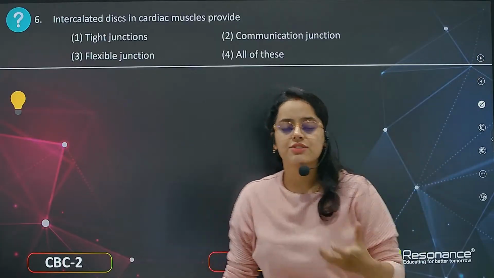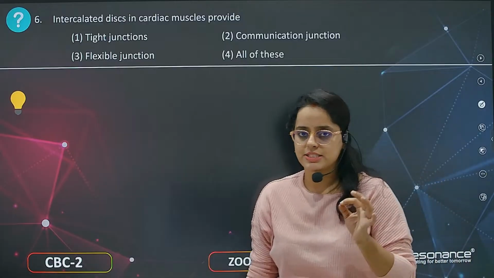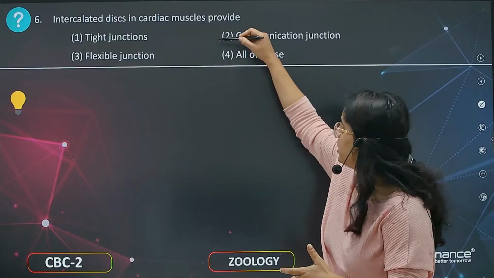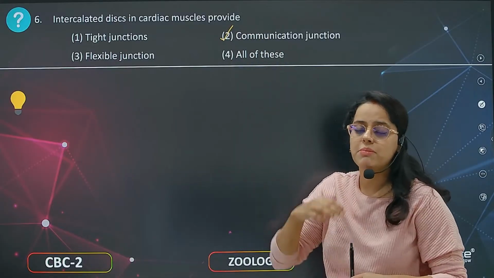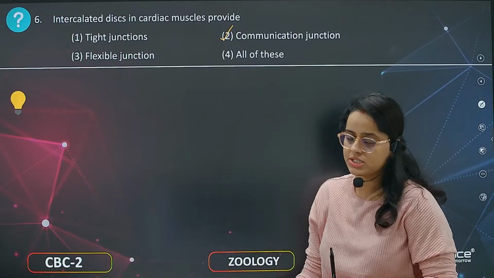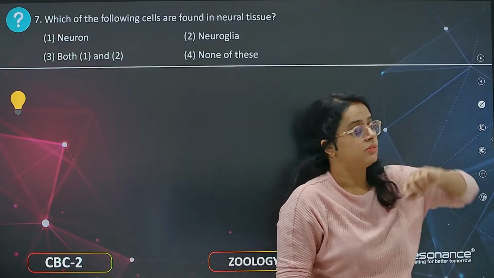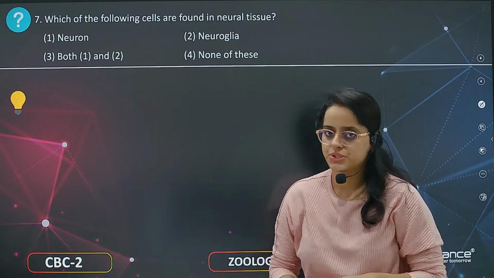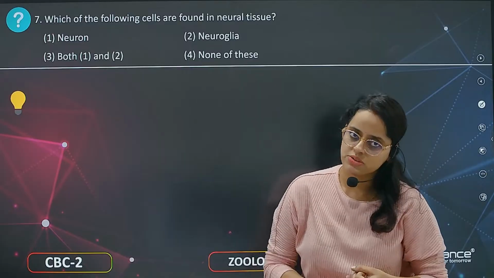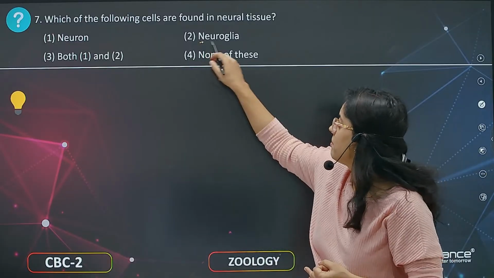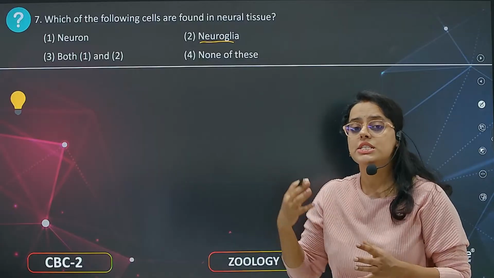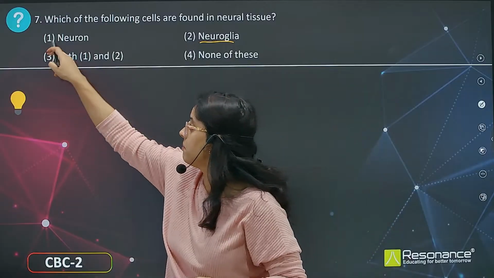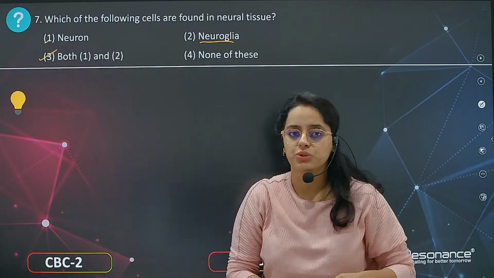Now coming to the next question. Intercalated disc is present in cardiac muscles. As we have discussed earlier also, it is a communication junction, so that impulse can travel faster. Now, which of the following cells are found in neural tissue? Neural tissue consists of both neurons and neuroglia. Neuroglia makes up half of the cells, and it supports, provides nutrition, and keeps the structure of the neuron in place. So both 1 and 2 is going to be your answer.